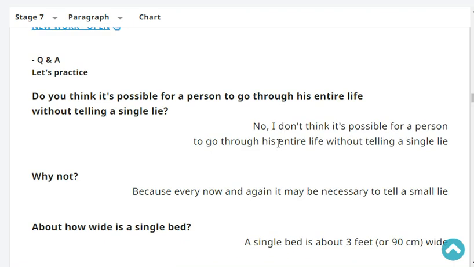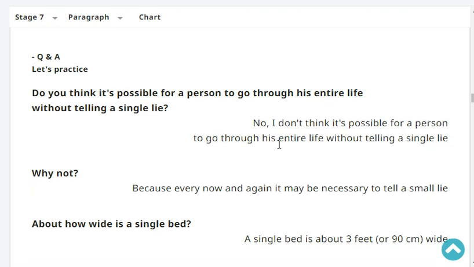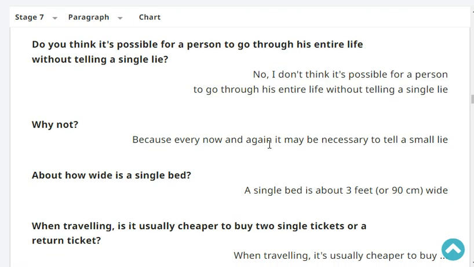Do you think it's possible for a person to go through his entire life without telling a single lie? No, I don't think it's possible for a person to go through his entire life without telling a single lie. Why not? Because every now and again, it may be necessary to tell a small lie.